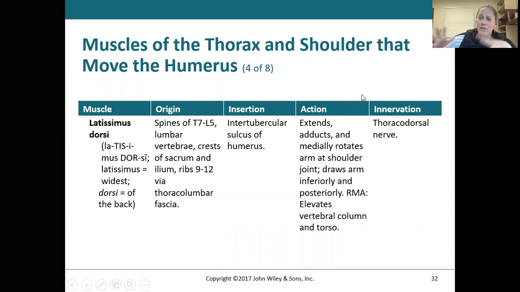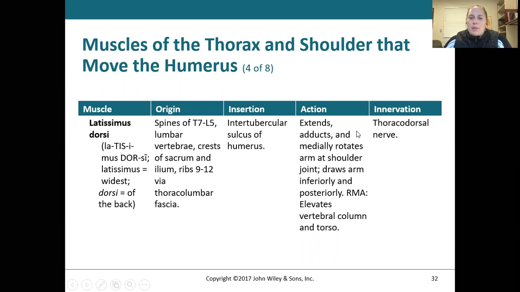Latissimus dorsi, again, a very large muscle group located on the anterior side of the body. I'm sorry, the posterior side of the body. Its origins are spines T7 through L5, the crest of the sacrum and the ilium, and ribs 9 through 12. The insertion is the intertubercular sulcus of the humerus. Again, this is basically what we're talking about, muscles that move the humerus.